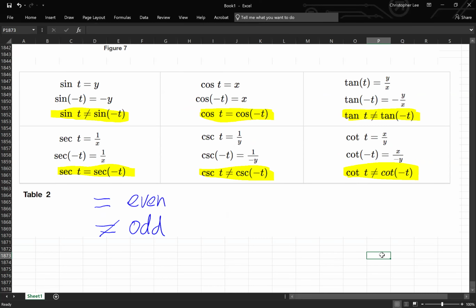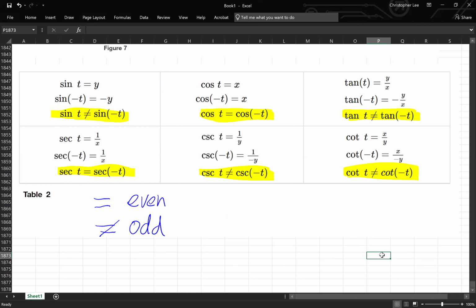I have sine of t is equal to y, and then let's say I plug in a negative angle right here, I get out a negative y. So sine of t does not equal sine of negative t. Odd, right? Secant of t is equal to 1 over x. If I plug in a negative t, I get 1 over x. So secant of t is equal to secant of negative t. That's an even function, the secant.